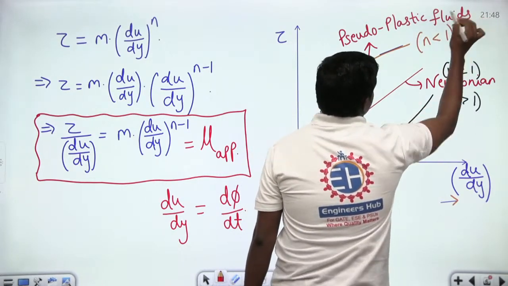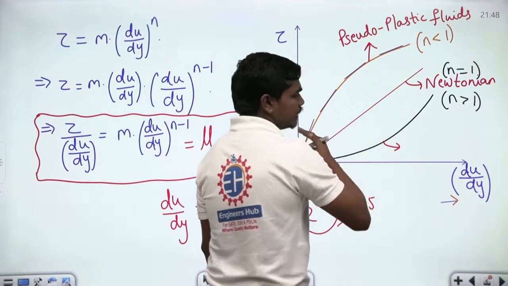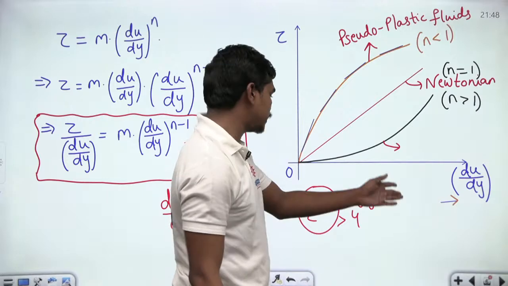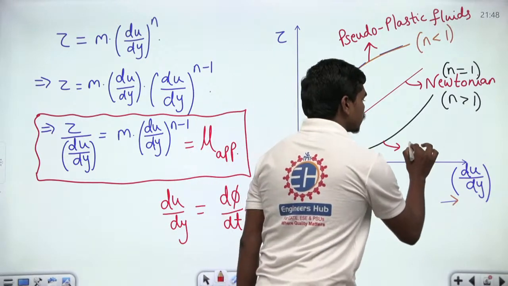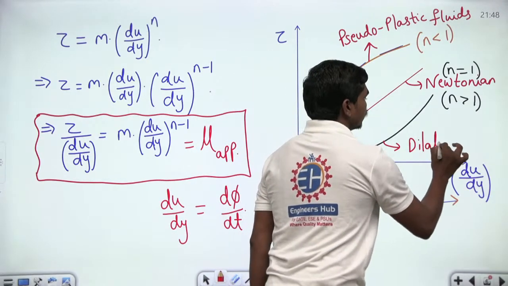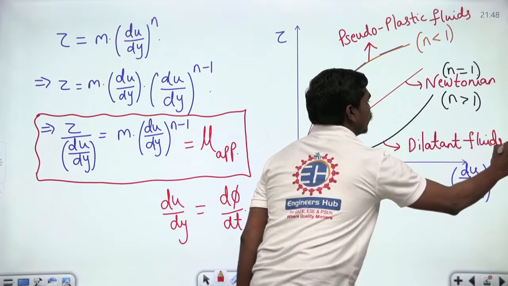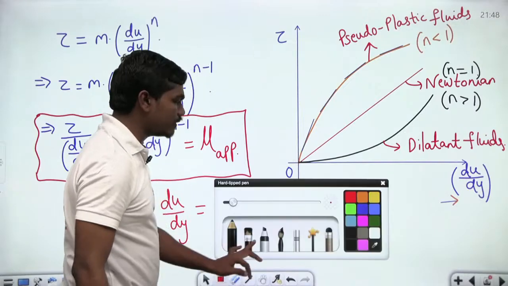And of course, if these fluids are increasing their apparent viscosity with respect to an increase in this velocity or this shear strain rate, then these fluids are called dilatant fluids. And what is the meaning of these dilatant fluids?